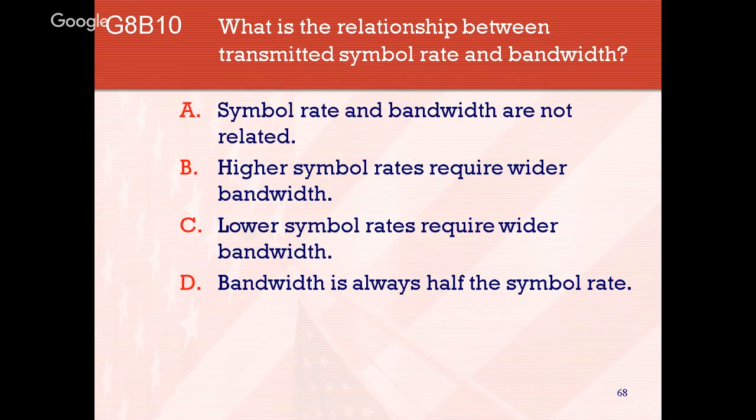It's probably coming through. Okay, what is the relationship between transmitted symbol rate and bandwidth? Think a little bit about this, because A, the symbol rate being not related, is not the correct answer. C is not the answer, as lower symbol rates require more bandwidth, because they don't. D is not the correct answer. Bandwidth is always half the symbol rate. That's not correct. B is your correct answer. The higher symbol rates require wider bandwidth. And that's why you're limited on the HF bands versus being on the VHF and higher bands, or 10 meters and up, basically.